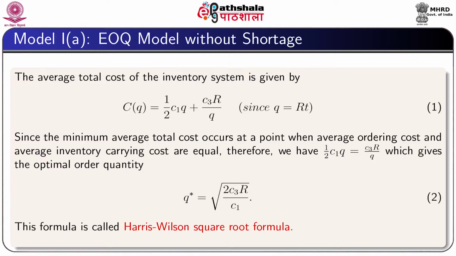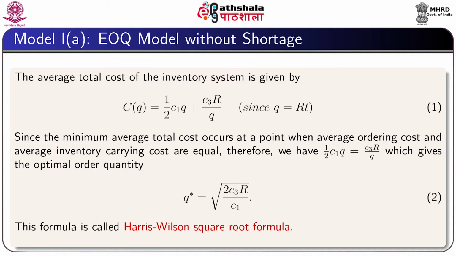The average total cost of the inventory system is given by C(q) equal to half C1 q plus C3 R by q. Since the minimum average total cost occurs at a point where the average ordering cost and the average inventory carrying cost are equal, we can write half C1 q equal to C3 R by q, which gives the optimal order quantity Q star equal to root over 2 C3 R by C1.